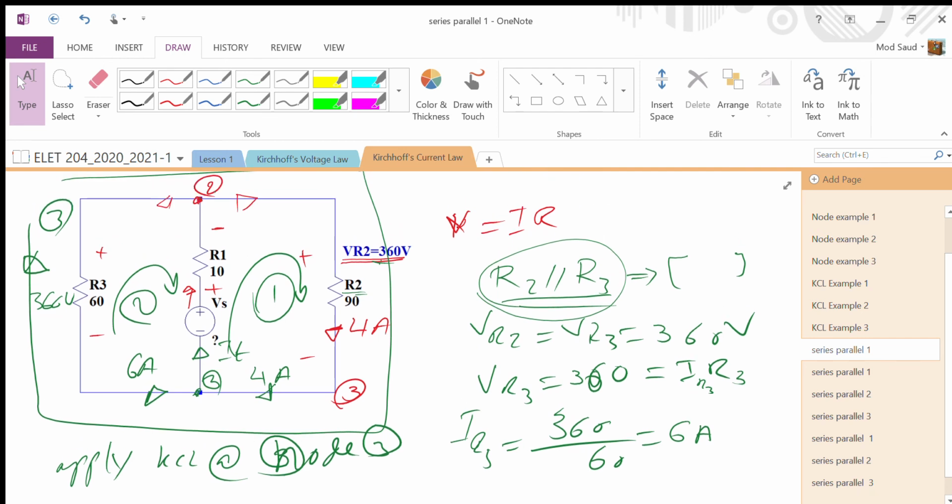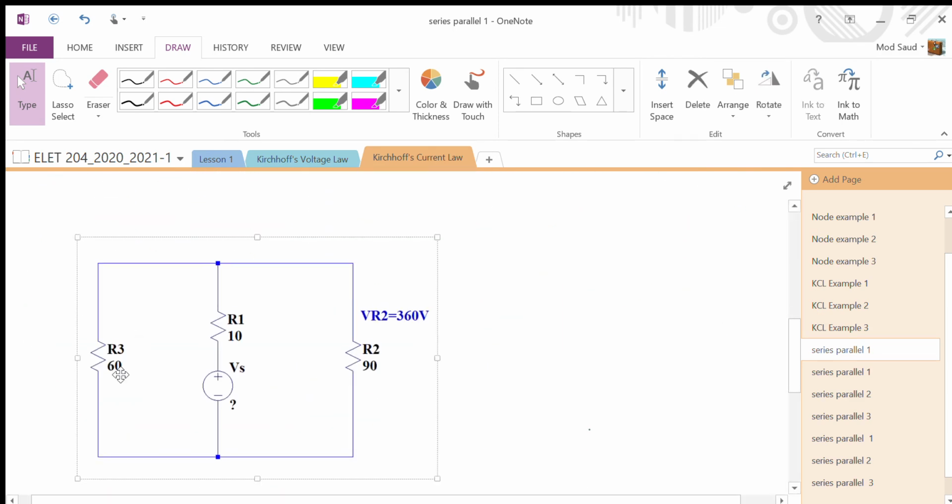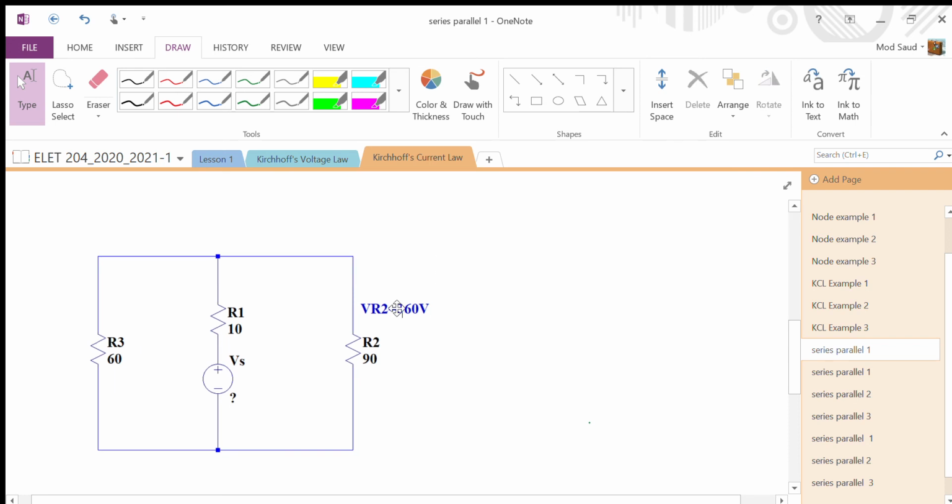We know the voltage. Let me copy this circuit and paste it here. 360 volt, 360 volt, and the current here is 10 amp. So this VR1 equals 10 times 10, 100 volt.